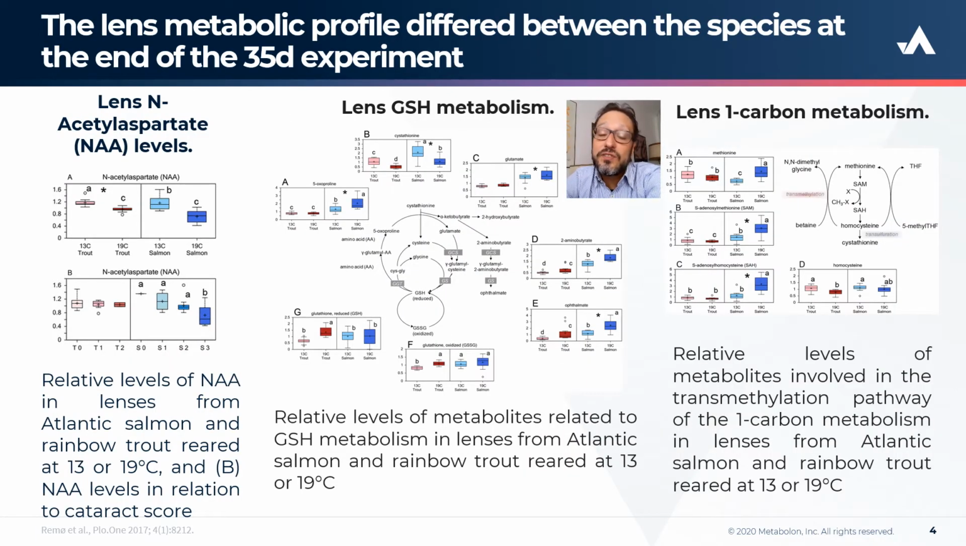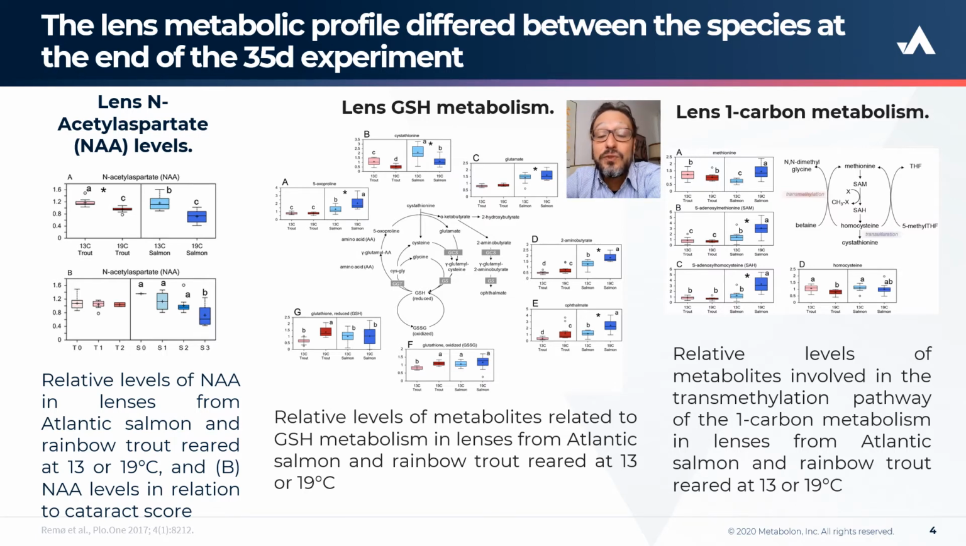And it's truly staggering to see the lens metabolic profile differences between the two species at the end of the 35-day experiment, and most of all, the biological implications. For example, as I said before, osmotic cataracts in Atlantic salmon are usually associated with reduced osmoregulatory abilities after seawater transfer, and the level, for example, of N-acetyl aspartate, or NAA, which is an analog osmolyte of N-acetylhistidine in the brain, was present at lower levels in both rainbow trout and Atlantic salmon reared at 19 compared to 13 degrees.